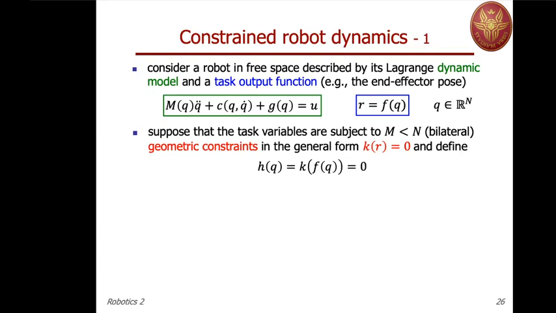So if we impose the constraint k on the r quantities, and since r are related to the generalized coordinates of the robot by the task function f of q, we can combine this constraint and write k of f of q and baptize this new expression as h of q equal to 0.